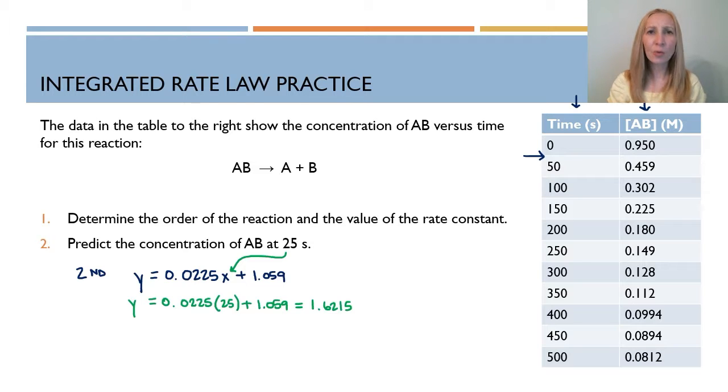By the way, the rate constant for this is 0.0225. That's K. So in case you're wondering about the value of the rate constant, I guess I wasn't explicit about it yet.